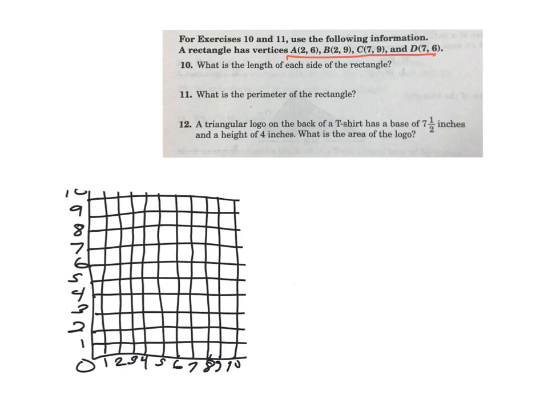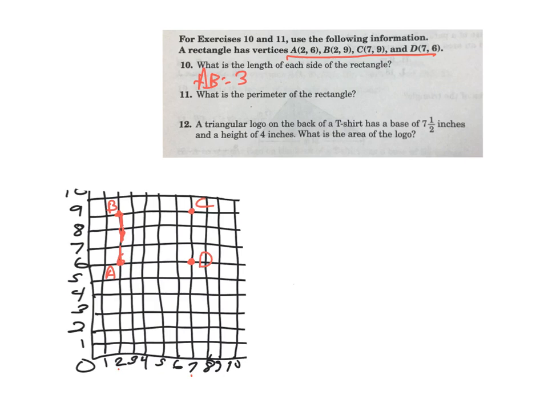First of all, I have to put the points on there. So (2, 6). I go over to 2 and then all the way up to 6. That's A. And then I want B, which is (2, 9). Right there, that's B. And then C is 7, all the way to 7, up to 9. And D is 7, and then up to 6. That's D.